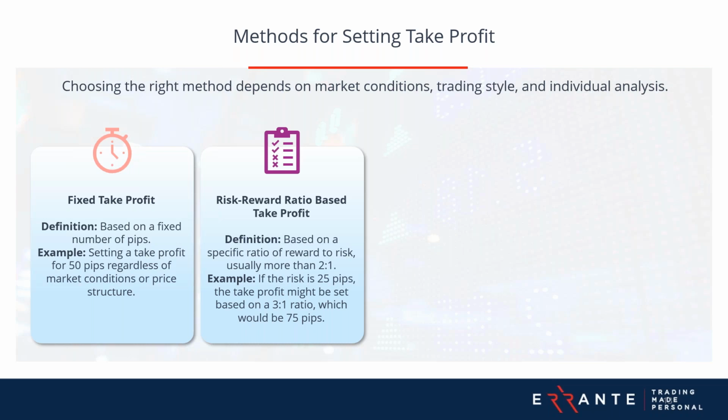The next approach is based on the risk reward ratio. Here, the take profit level is determined as a multiple of the risk or stop loss set on the trade. For example, if a trader sets a stop loss at 25 pips, they might establish a take profit of 75 pips using a 3-to-1 reward to risk ratio. This method ensures that the potential reward justifies the risk undertaken, aiming for a higher payoff on successful trades.